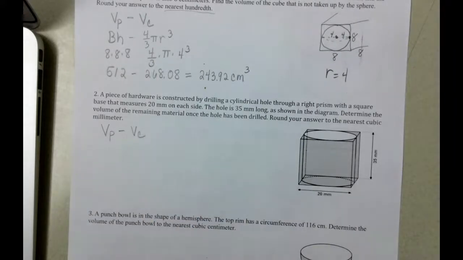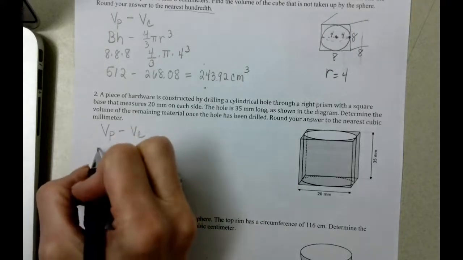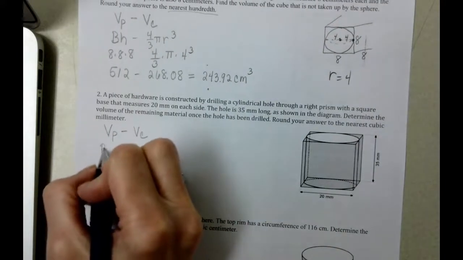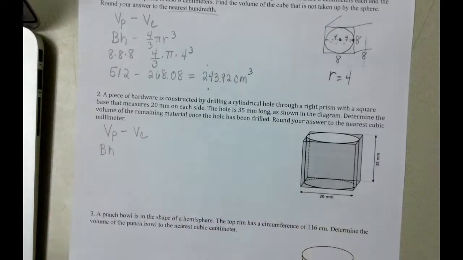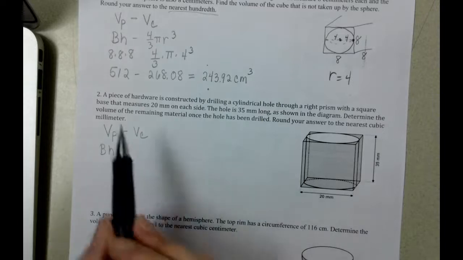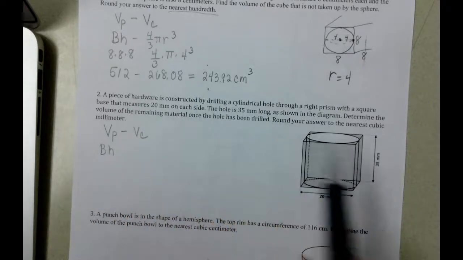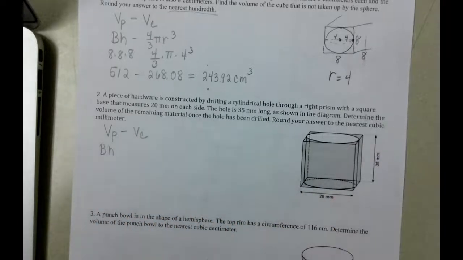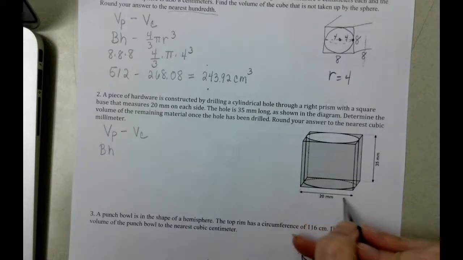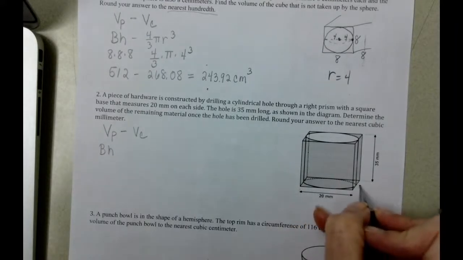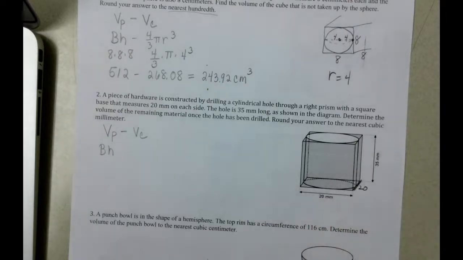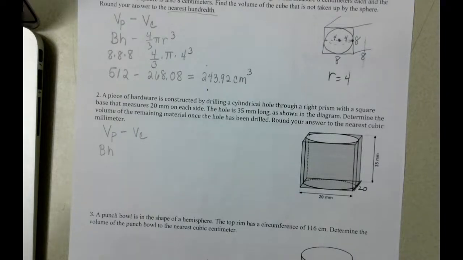And when we do that here, the volume of the prism has a formula of the area of the base times the height. So if we look over here, what we know in this case is it says a piece of hardware is constructed with a square base. So not only is this 20, but this length here is 20. So it's nice to have the picture, but it doesn't give us everything. We've got to go back and read the problem.